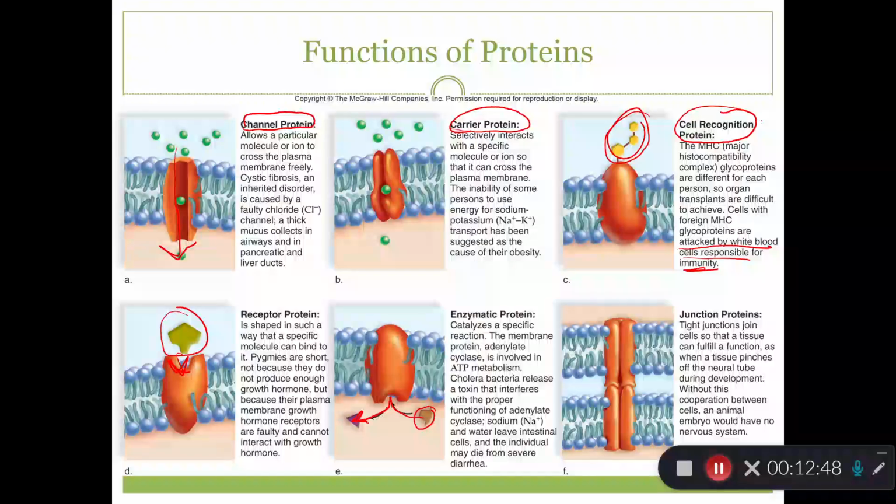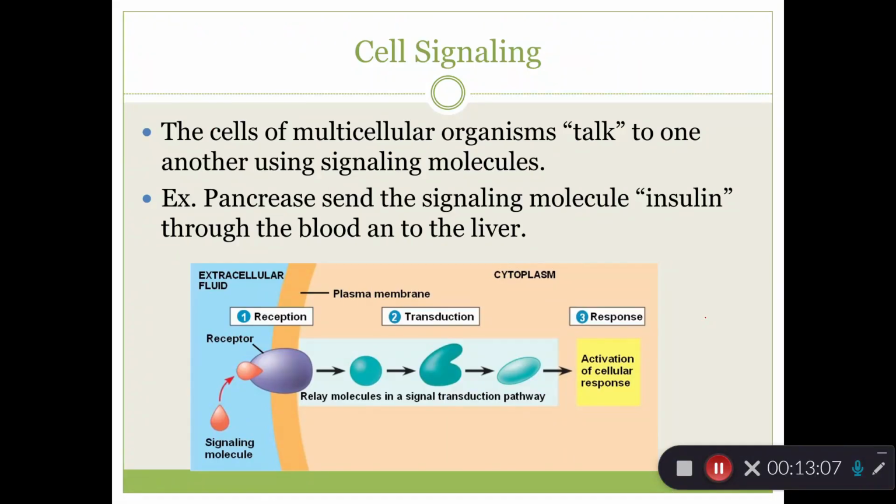And then this is a cell, and this is another cell, and through this little tunnelway right there, they're communicating. Junction proteins join cells so that tissues can fulfill a function, like your skin tissues will stick together and communicate. Okay, so cell signaling.